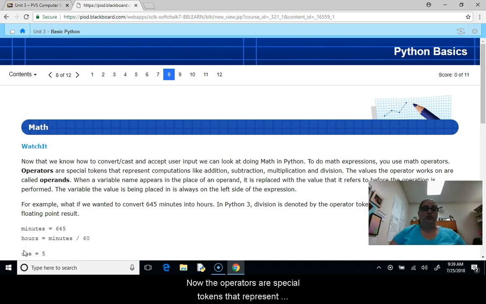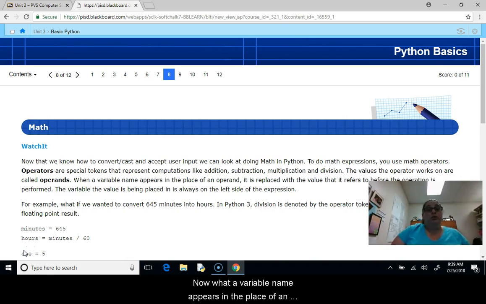Now the operators are special tokens that represent computations like addition, subtraction, multiplication, division, exponents, okay? The values the operator works on are called operands. So 3 plus 2, the 3 and the 2 are the operands. The plus sign would be your operator.